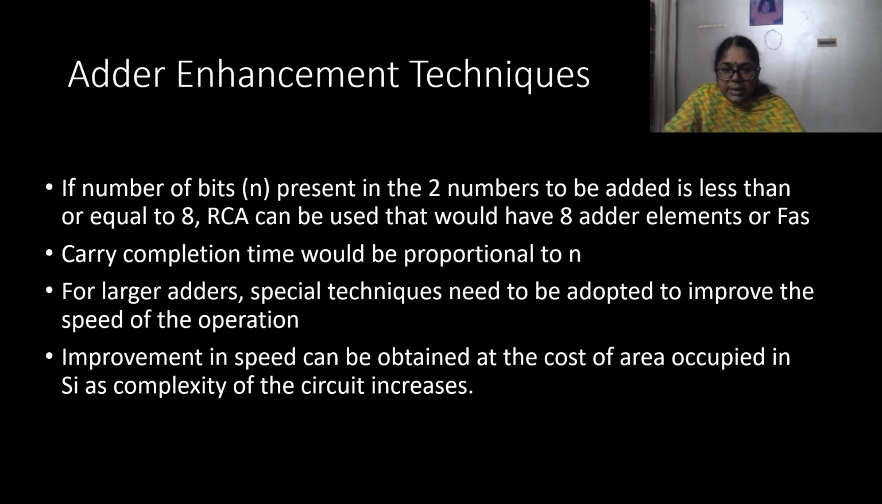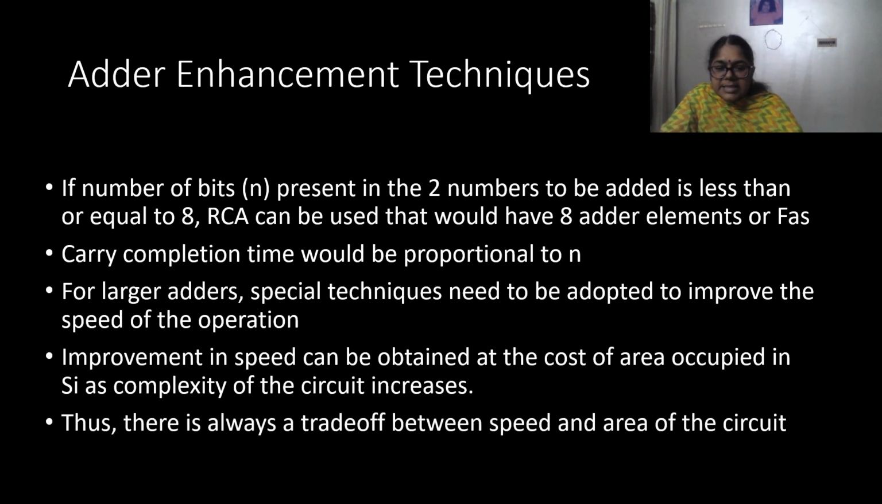If the speed has to be improved, then the complexity of the circuit will increase, and obviously the area occupied by that circuit would be more. Thus, there is always a trade-off between speed and area of the circuit in VLSI design. Now, if you want to improve the speed, you have to compromise with the area, that is, area would be large. Similarly, if you feel that area is important to you, that means you want to optimize the area, then you have to forego the speed, or in other words, the delay would increase.